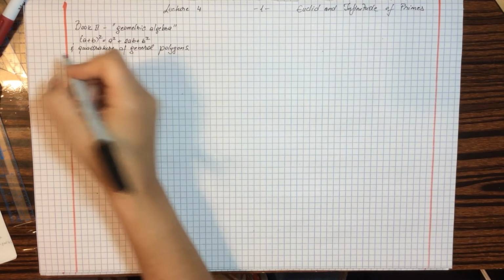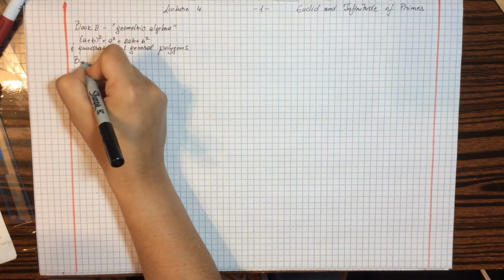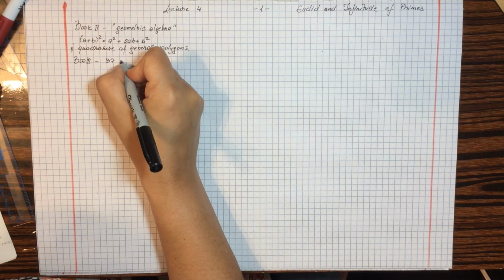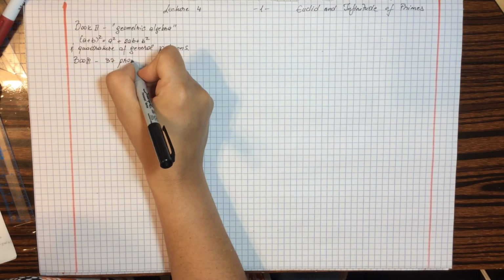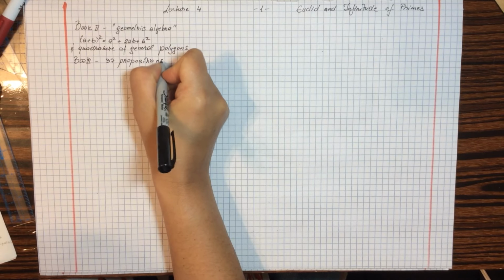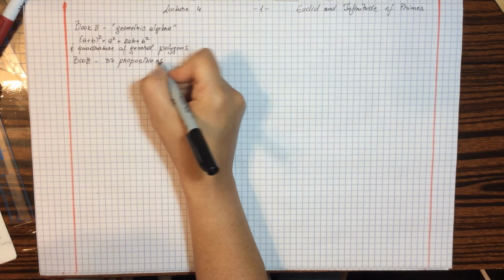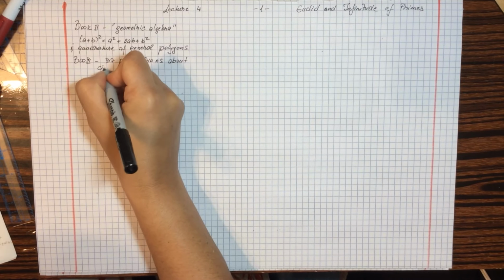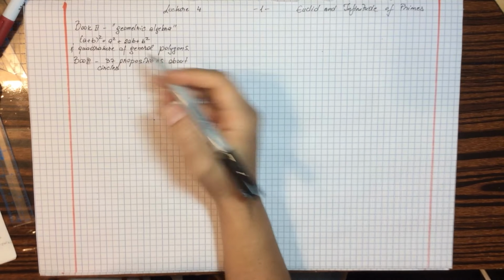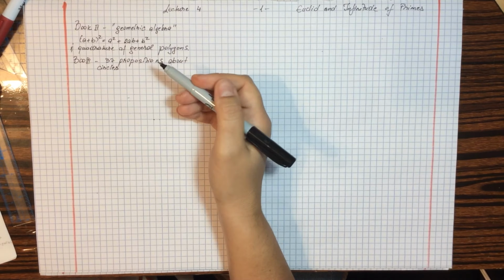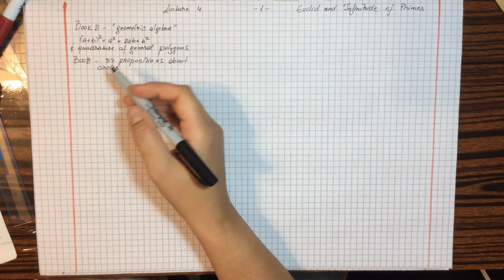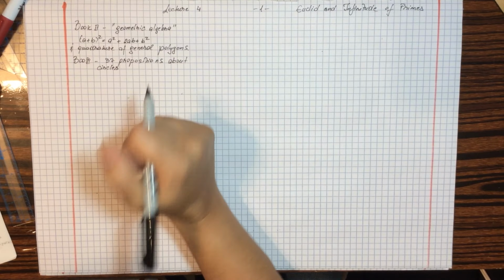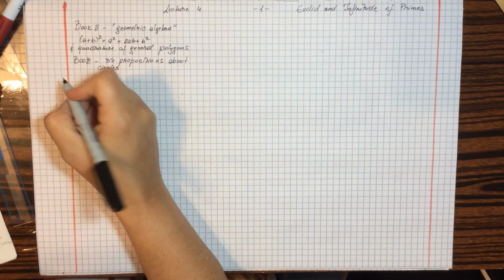Okay. Book number 3 had about 37 propositions, and they were all about circles. Things like standard results that we know today about chords, tangents, angles, finding centers, circumference of a circle, area, and so on, were all discussed in book 3.